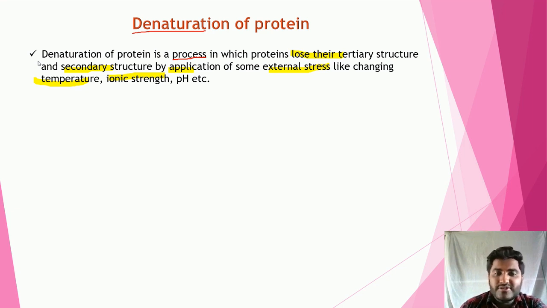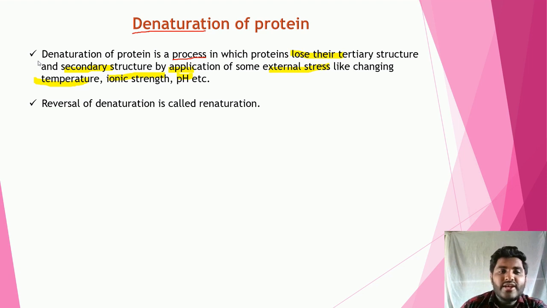Denaturation of protein is a process in which protein loses its tertiary structure and secondary structure due to an external application of temperature, ionic strength and pH. Due to this, protein will lose its originality, that means its function, right? The reverse of denaturation is called renaturation.